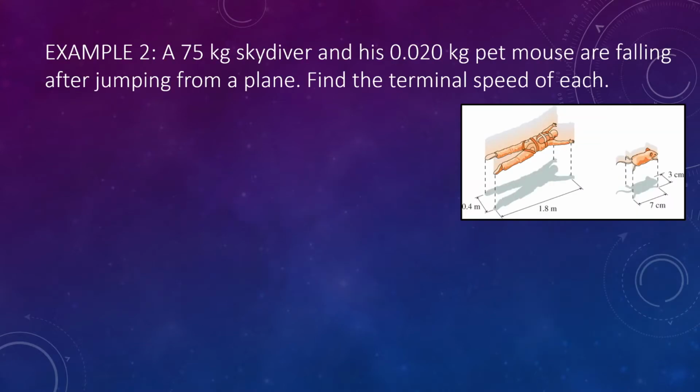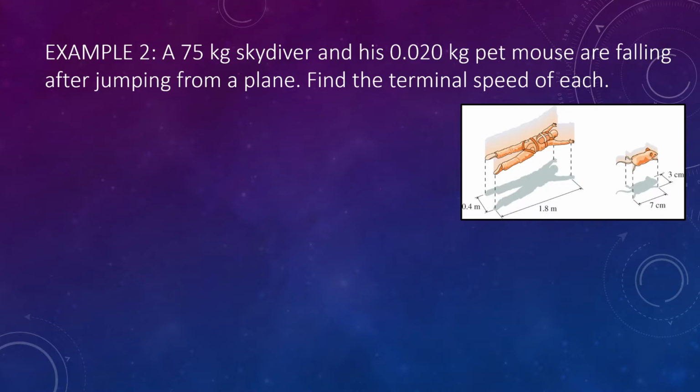So, to practice all of this, let's do another example. This is going to be a little bit of a longer one just because we have to deal with 2 objects, but still. In this problem, we are given that a 75 kilogram skydiver and his 0.02 kilogram pet mouse, because why not, are falling after jumping from a plane. The problem tells us to find the terminal speed of each.